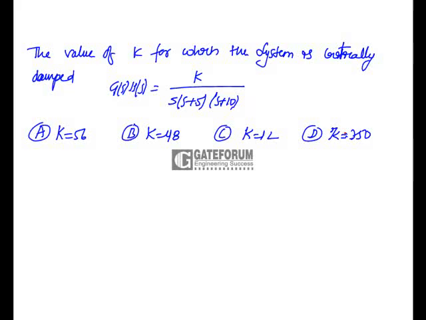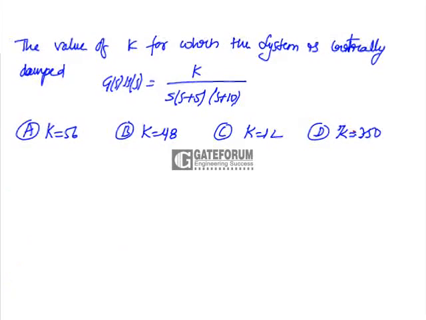Find the value of k for which the system is critically damped. Okay, we have to find the gain k for which the system is critically damped.